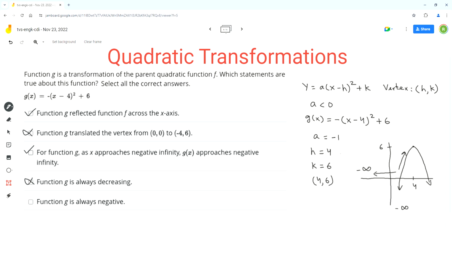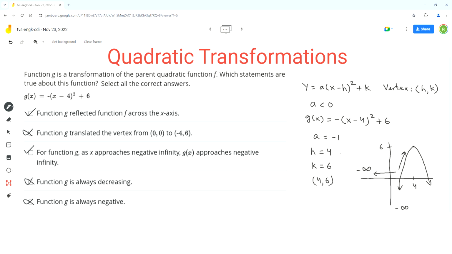Now we can analyze option E. Function g is always negative. As we can see in our sketch, a part of the parabola is above the x-axis. Therefore, function g is not always negative. Therefore, option E is wrong. A function is always negative if the graph is below the x-axis for all x values. This is a very important concept we should understand and memorize. So the final answer for this problem should be options A and C.